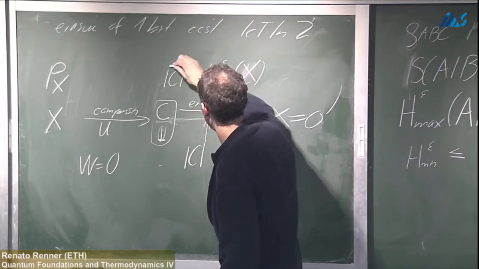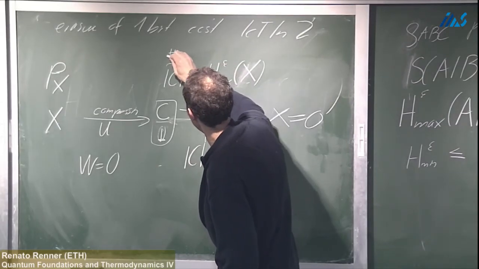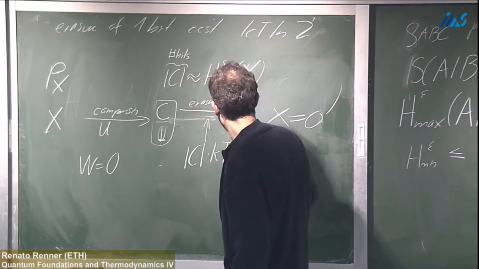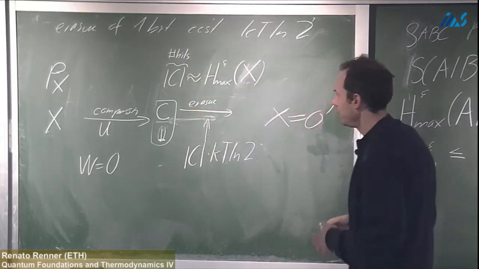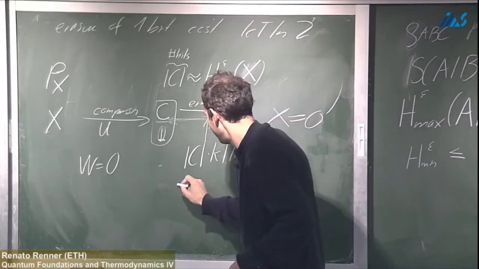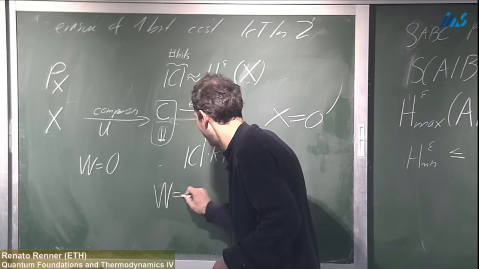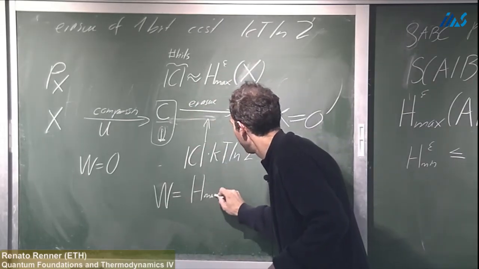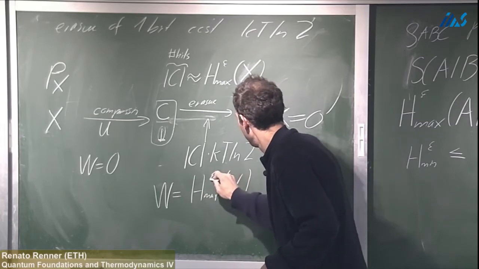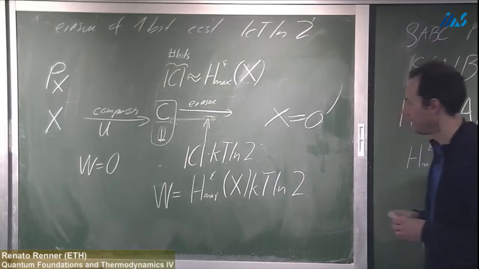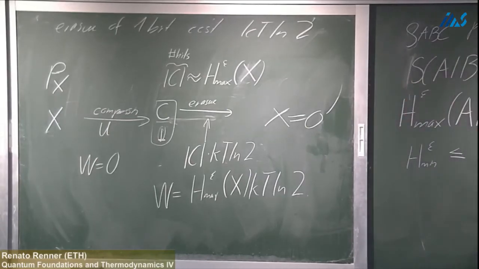What I mean here is the number of bits, not the dimension. So it would be c times kT ln 2. And so you see, I only have to erase a small part. So the total work is therefore, I just insert this formula, H max of x times kT ln 2.